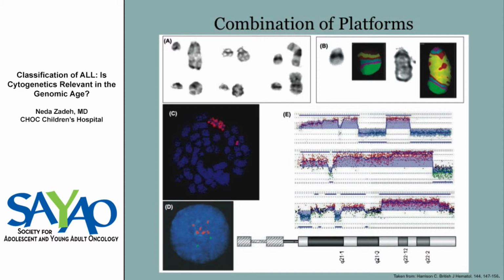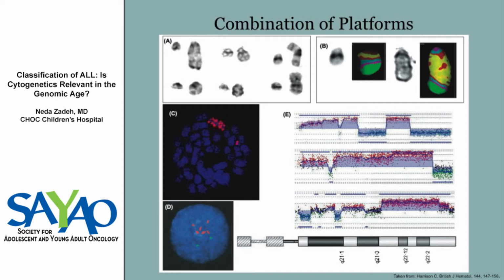In picture D, this is interphase FISH, and it's showing using probes to look for the ETV6-RUNX1 fusion. And this picture is showing multiple copies of the RUNX1 gene in red here, and then the 2 normal copies of the ETV6 gene here.